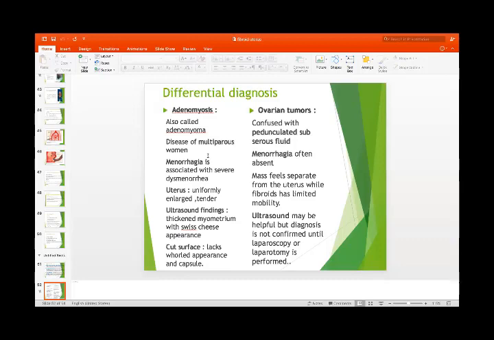And ovarian tumors are confused with pedunculated subserosal fibroids. Menorrhagia is usually absent in these subserosal fibroids. Mass feels separate from the uterus while fibroids have limited mobility. So ultrasound may be helpful, but diagnosis is not confirmed until laparoscopy is performed. So this is the DD of fibroid.